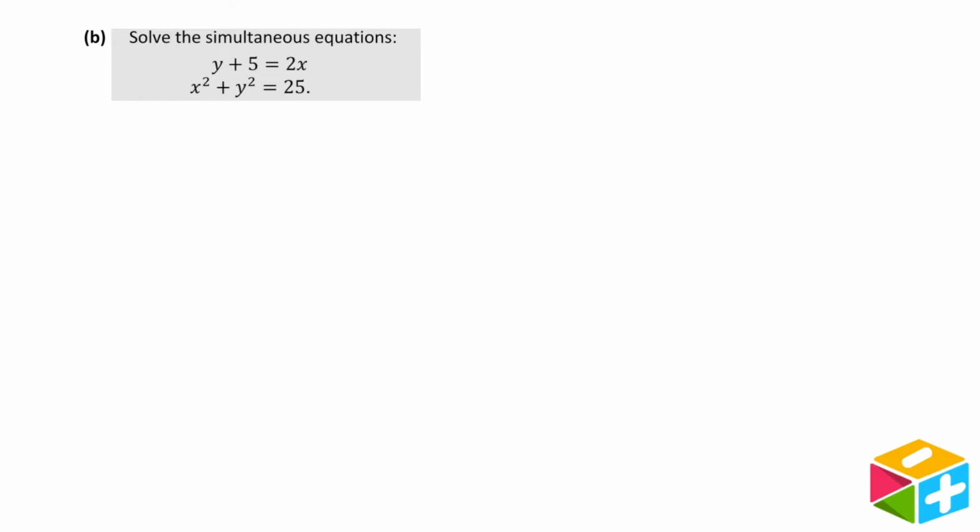Solve the simultaneous equations. Y plus 5 is equal to 2x, and x squared plus y squared is equal to 25. To begin, I'm going to give these equations labels, equation 1 and equation 2.